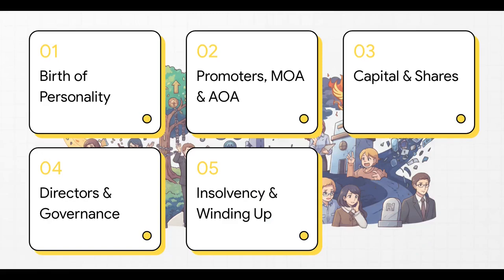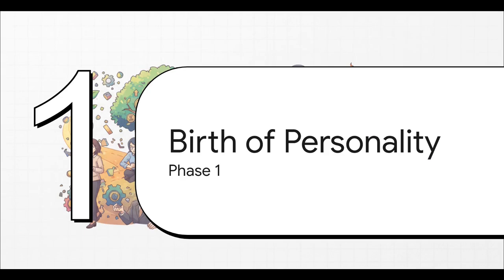Here is the corporate life cycle we are mastering today. 1. Birth of corporate personality. 2. Promoters, MOA, and AOA. 3. Raising capital and shares. 4. Directors and governance. And 5. Insolvency and winding up. Memorizing this exact chronological flow is non-negotiable. You see, you simply cannot understand corporate death if you don't first understand its birth. So, let's start at the beginning.